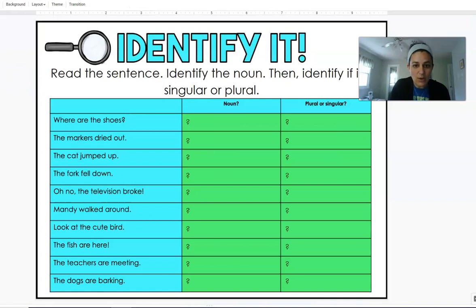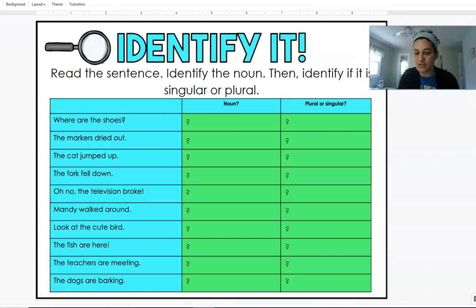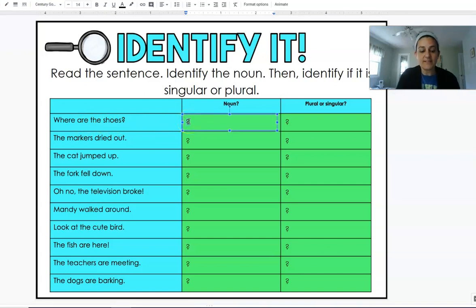All right, so now we're going to read each of these sentences and we're going to identify which is the noun, and then we're going to decide, is it singular or is it plural? Okay, so I'm going to read the sentence, where are the shoes? I'm looking for a person, place, thing, or an animal, and I can see that the noun in that sentence is shoes. So I'm typing it in and I'm asking myself, is the word shoes singular or plural? If there is one of them, it's singular. If there's more than one, it's plural. And the word shoes has an S on the end, and I know that that means that there's more than one. Okay, so I'm going to put a P for plural.